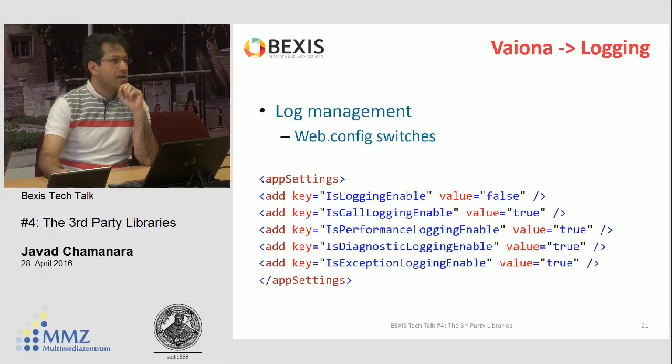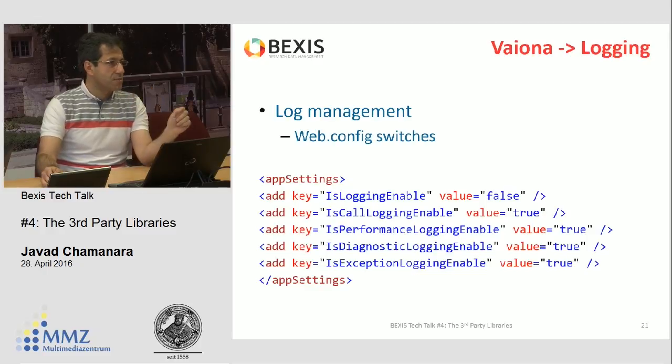So the whole logging can be managed from the web config. There are some switches that you can enable or disable for some parts. Like here, the whole logging can be enabled or disabled. And then those four aspects, like calls or traces, performance, diagnostics, and exceptions, can be individually enabled or disabled. The point here is that it's not possible to disable custom logging, because custom logging is something that the developer is doing intentionally, and we suppose that he or she knows why this should be logged. So it's not possible to disable custom logging, but the rest can be managed here.